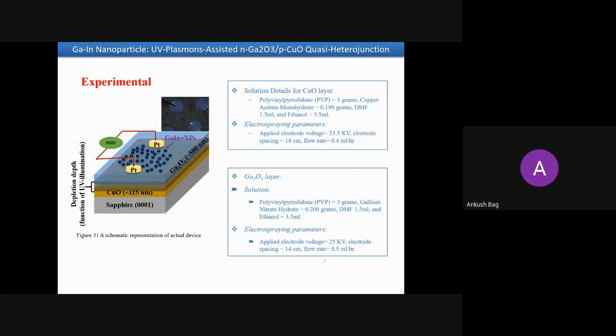Now how to get this? There are a lot of studies using plasmons, mostly utilizing gold nanoparticles or silver nanoparticles. But the problem with those silver or gold nanoparticles is that they show plasmonic effect in the visible range. Our objective is to work in the UV range, so obviously we need to find some other material. In that sense, we found that gallium indium nanoparticles provide a plasmonic effect in the UV domain.